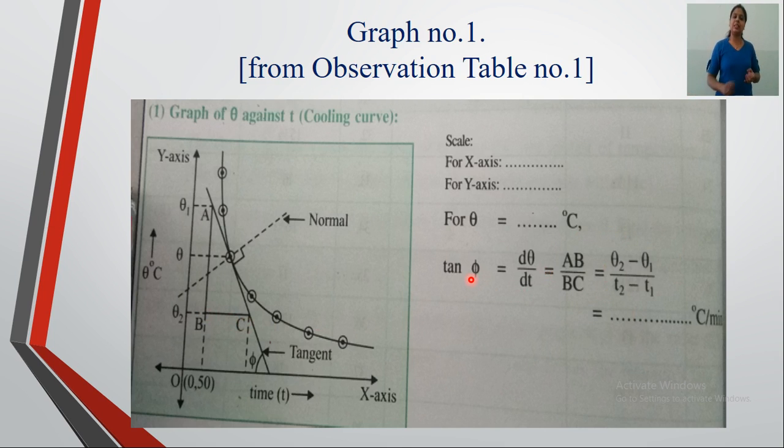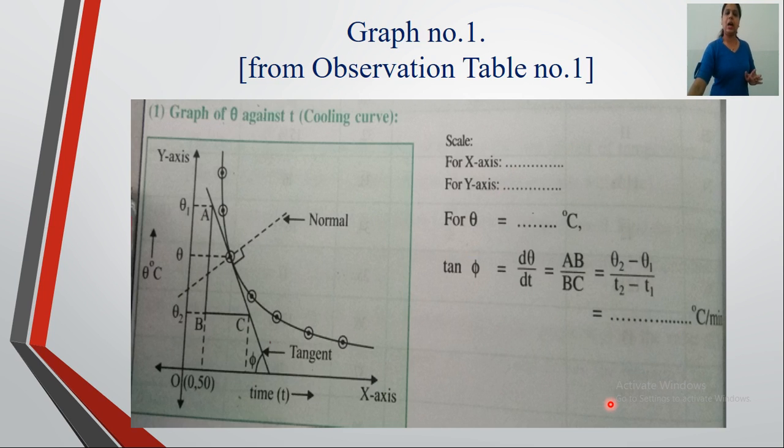So this is the example for only 1 theta. You need to follow similar steps for 5 thetas. Suppose you start from this one: 1, 2, 3, 4 and 5. For 5 thetas you will get 5 slopes, that means 5 tan phi. So this is the formula for finding the slope.